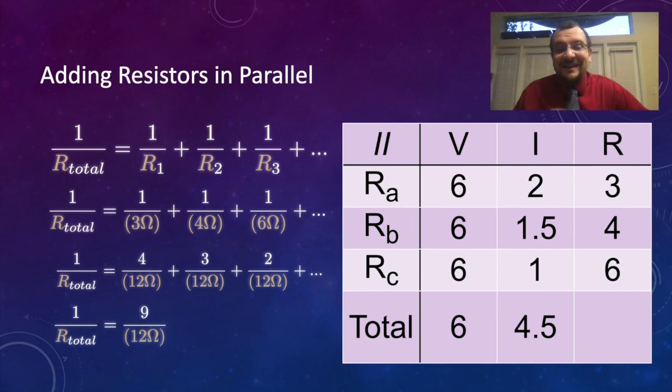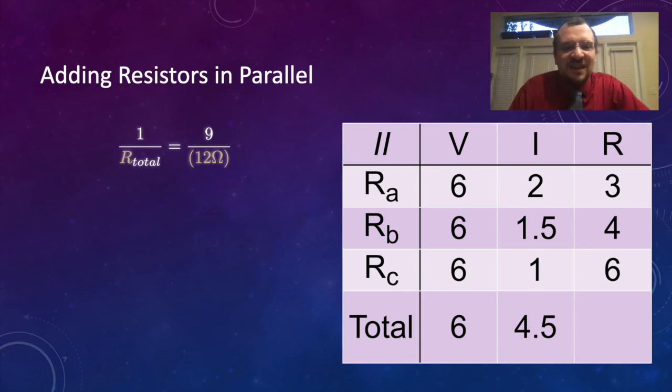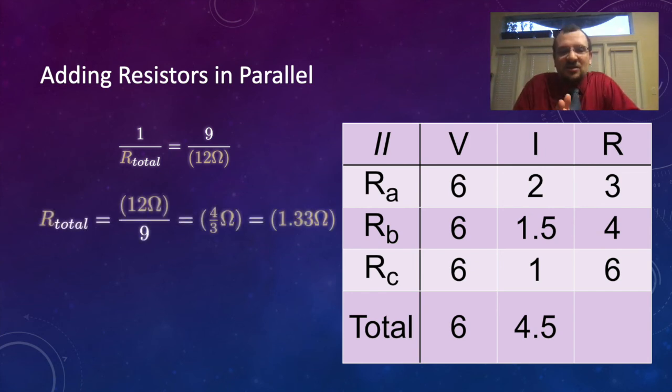We're not done yet, because what we need to fill in on our table is the total resistance and not 1 over our total. So we need to take the reciprocal of this. From the previous slide, we got 1 over our total equals 9/12 ohms. We can take the reciprocal of both sides, and we get that R total is 12/9. That simplifies to 4/3 or 1.33 ohms, which we can now throw into our table.